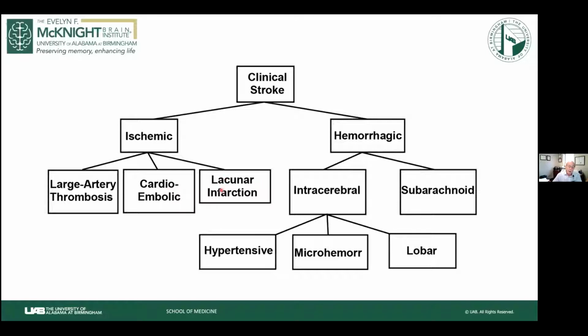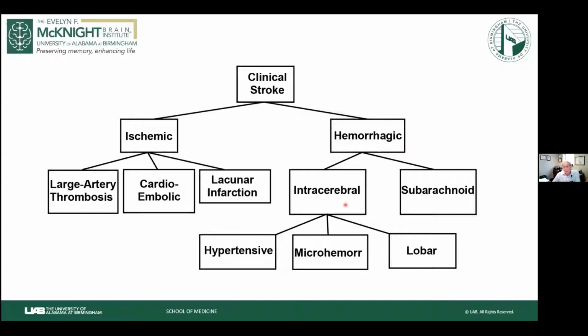And then finally, you can have very, very small strokes in the most distal territories within the arterial system. They're referred to as lacunar infarctions. It's a slightly different mechanism of infarction at these very, very small end arteries, but they can cause strokes. We're not going to talk much about stroke recovery today, but the best prognosis after stroke is with these small strokes from lacunar infarcts. Now we have hemorrhagic strokes.